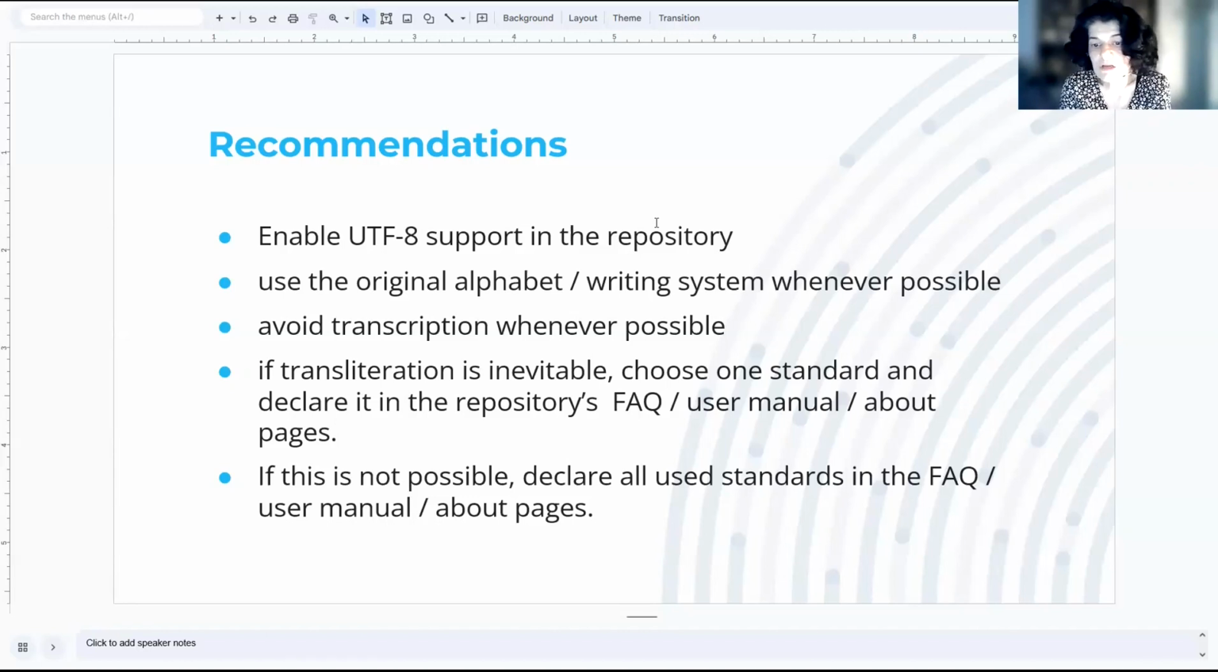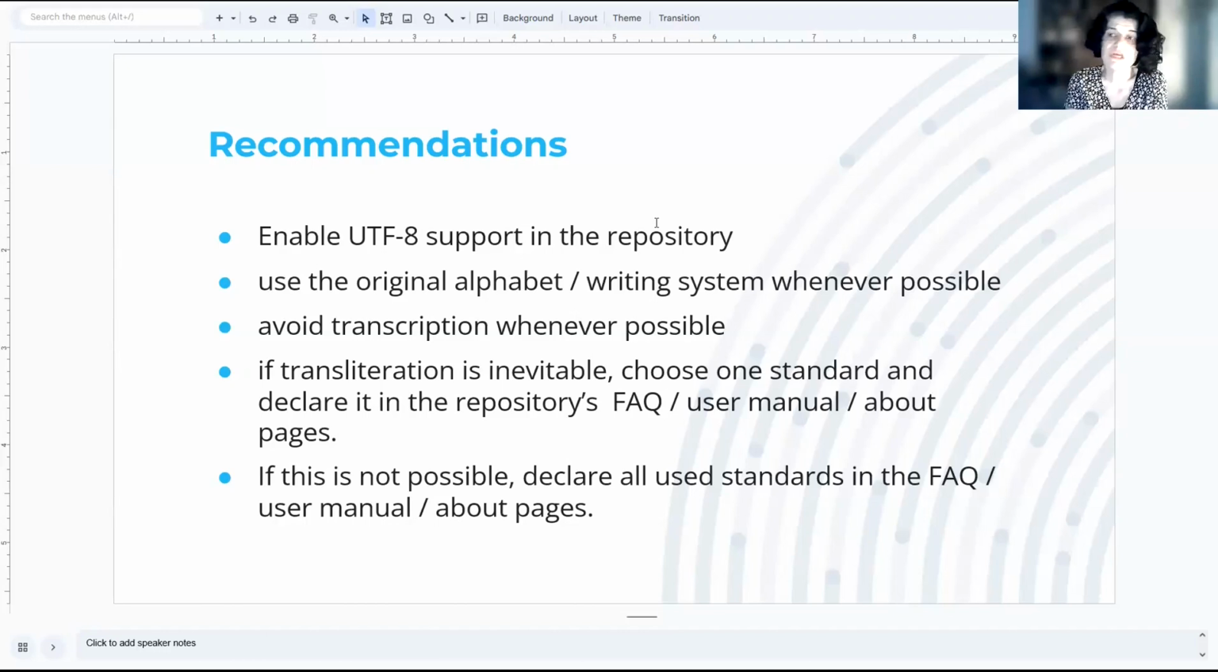Transcription should be avoided whenever possible, although for some languages like Korean and Chinese, transcription is more suitable. It should be avoided because it's difficult to reconstruct, because sometimes the rules are not clear. In some languages, we have very clear rules for how to do this. But in some languages, we have multiple standards that apply, and they are not applied consistently. So in case transliteration is inevitable, you should try to choose one standard.